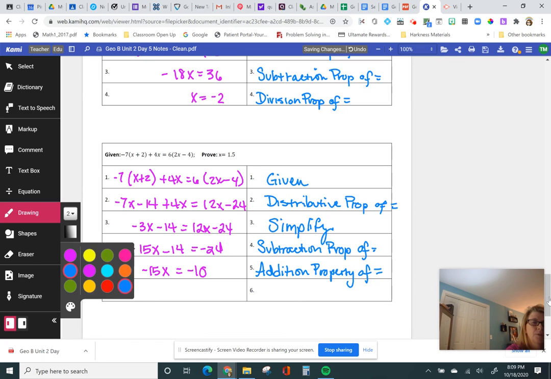And now I have one more step to go. I have to divide both sides by negative 15. So I'll put x equals 1.5. That's exactly what we were supposed to prove, and I did it with the last step being the division property.